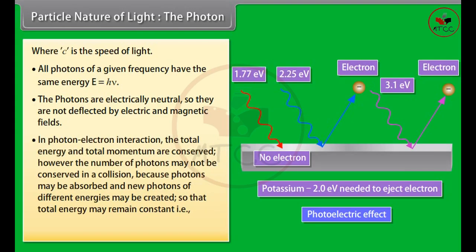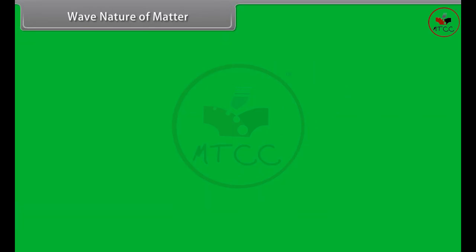In photon-electron interaction, the total energy and total momentum are conserved. However, the number of photons may not be conserved in a collision because photons may be absorbed and new photons of different energies may be created, so that total energy may remain constant, that is hν equals hν1 plus hν2. Wave nature of matter.